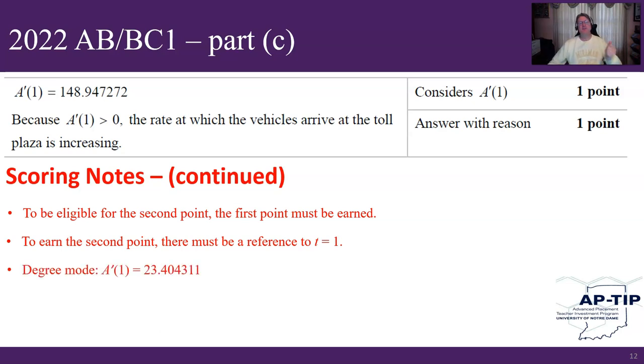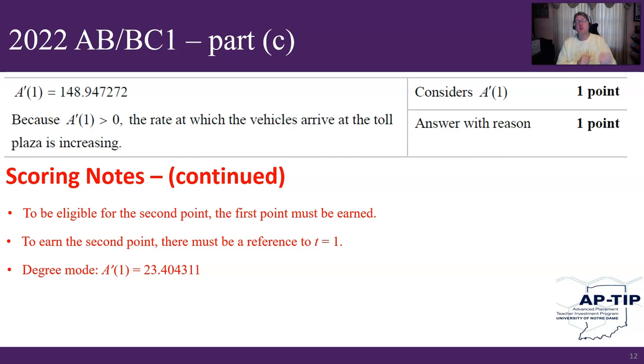And then the degree mode answer, as we talked about earlier for this particular problem, is the 23.404. Now, that turns out to be positive, of course, which is good. And so that could lead them to still have the correct answer with reason. And if they've already sacrificed the point in a previous part, part A I believe for this question, it's going to be okay, and they can still earn both.